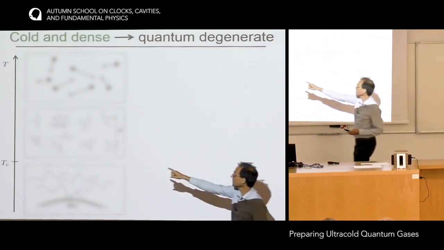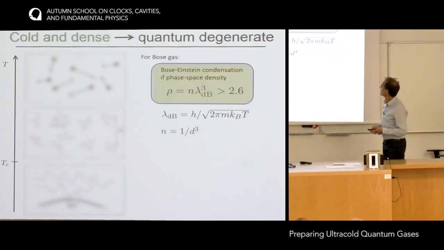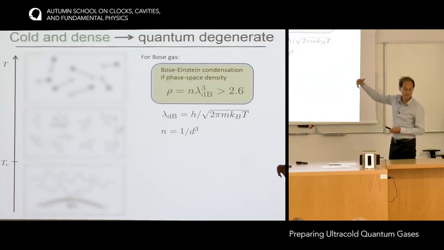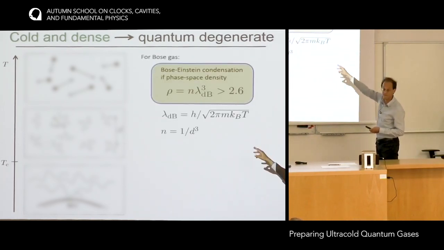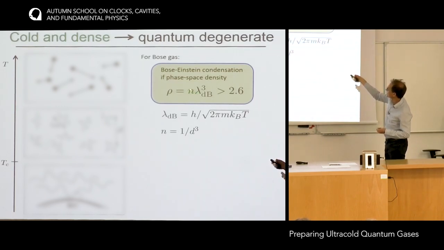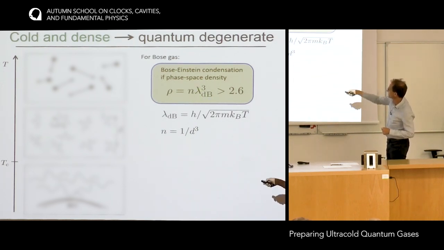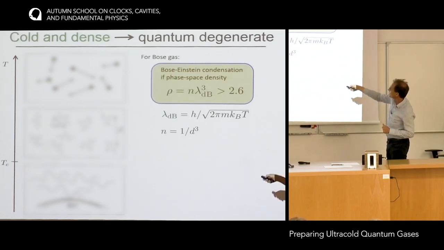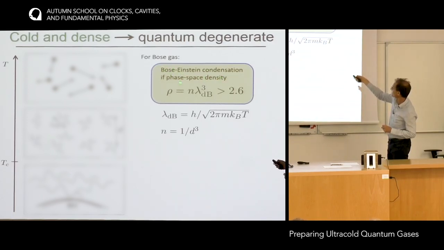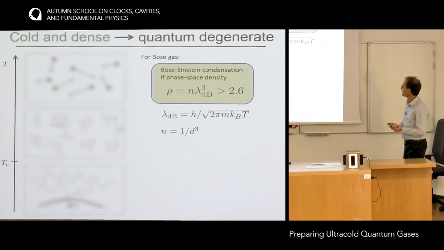We need to compare the de Broglie wavelength to the average distance between the particles, and we typically do this in terms of the so-called phase space density. You see here it's defined as the density times the de Broglie wavelength to the power of 3. The density is 1 over distance to the power of 3, so here you have de Broglie wavelength divided by distance, to the power of 3. So if this becomes comparable, then it condenses. Bose-Einstein condensation happens when the phase space density exceeds 2.6 for a homogeneous gas.